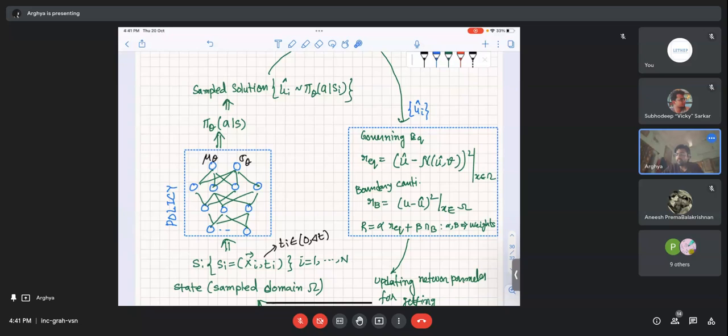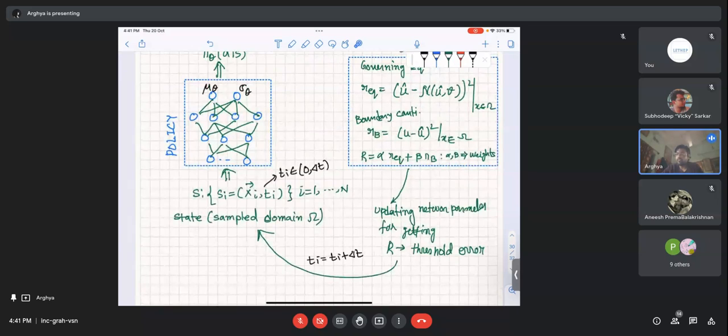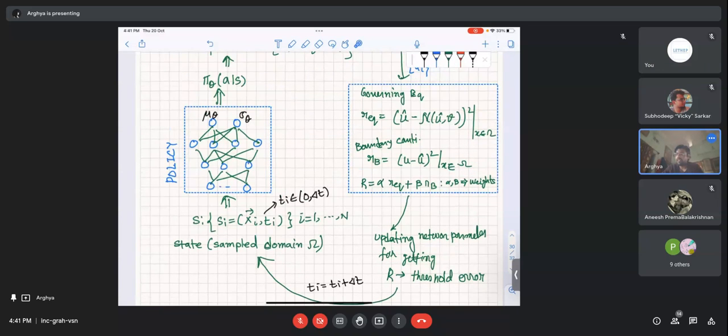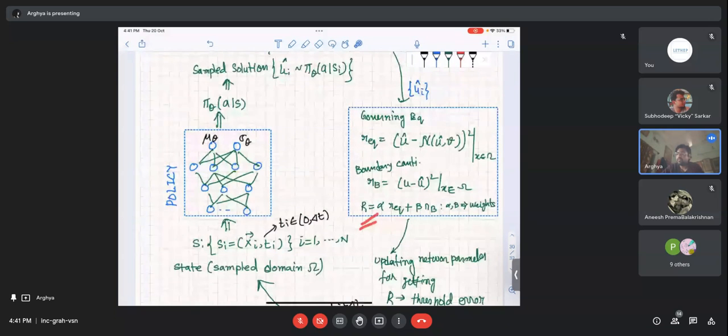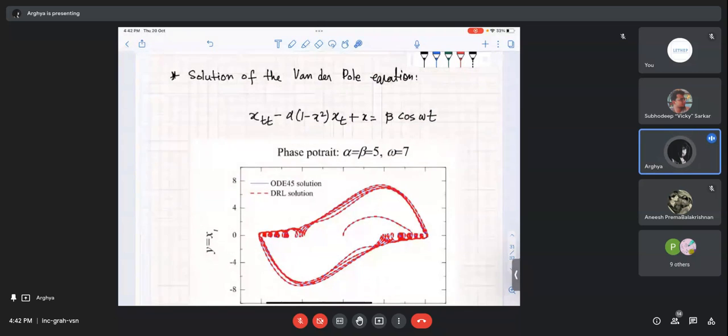With those reward functions you can keep updating the neural network, with the same domain, such that the reward goes to some minimum value like 10 to the power minus 4. If it is 10 to the power minus 4, that means the equation is being solved with 10 to the power minus 4 accuracy. Once you have done that, you go to t_i plus delta t, the next set of steps. At the end of the day, for each point t you will have a solution, and you can plot it. That's the algorithm. For example, consider the Van der Pol equation.